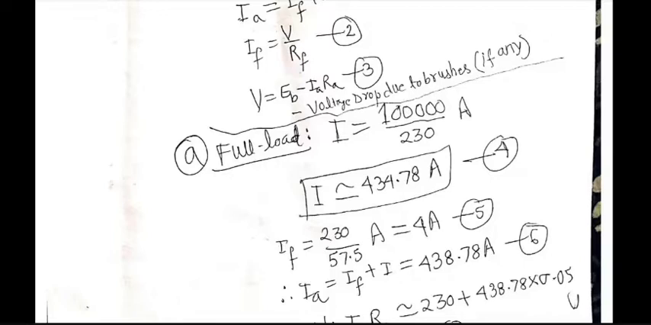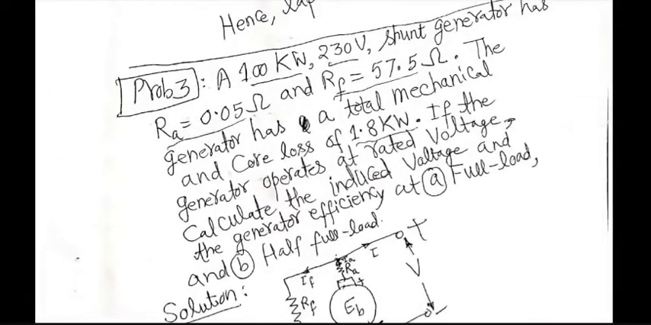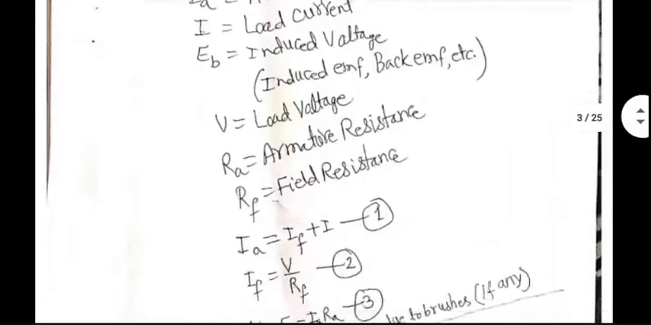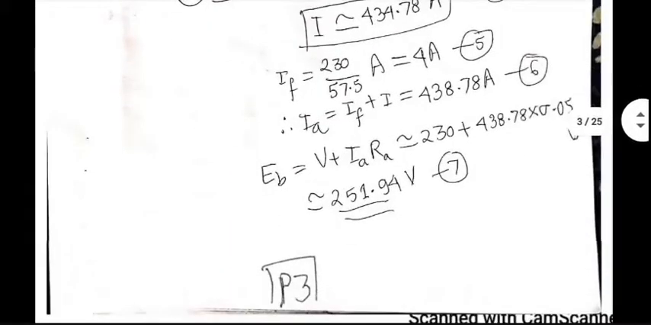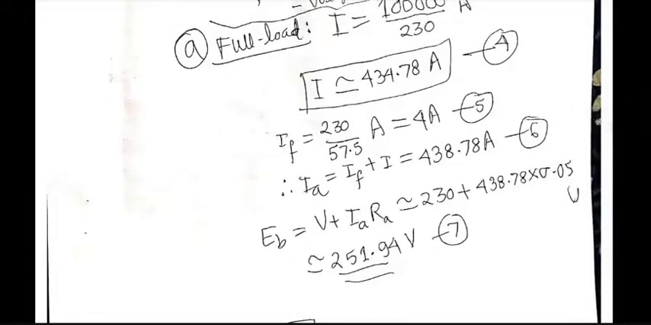Field current is V divided by RF. So 230 volt divided by 57.5 ohm, which turns out to be 4 amperes. So armature current will be 434.78 plus 4. So 438.78 amperes.